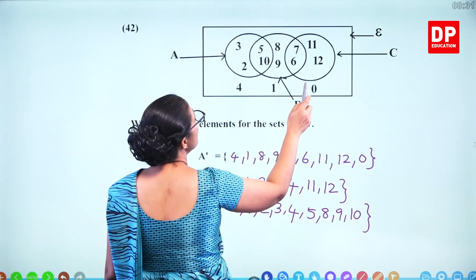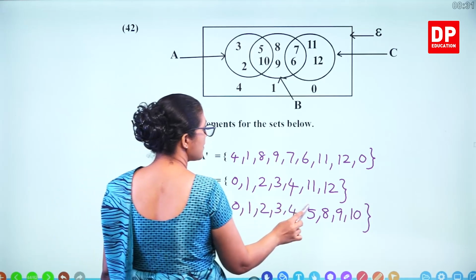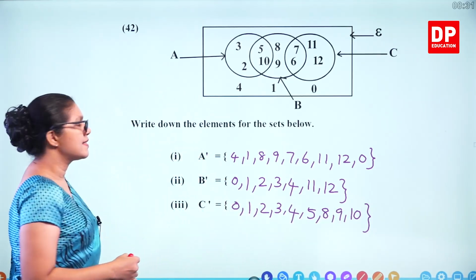See whether we wrote everything. 1, 2, 3, 4, 5, 6, 7, 8, 9. 1, 2, 3, 4, 5, 6, 7, 8, 9. So that's C dash.